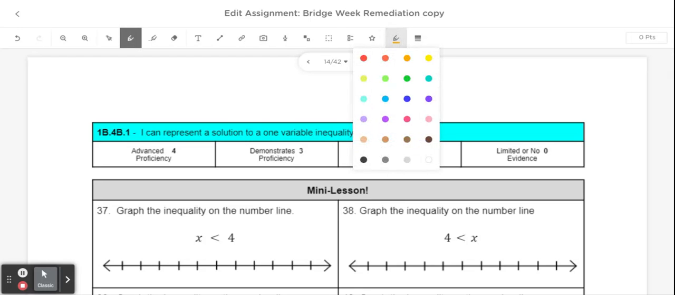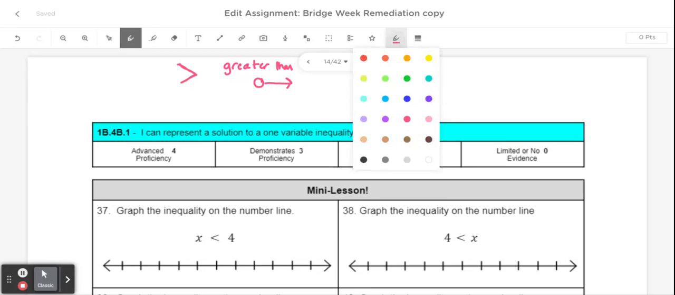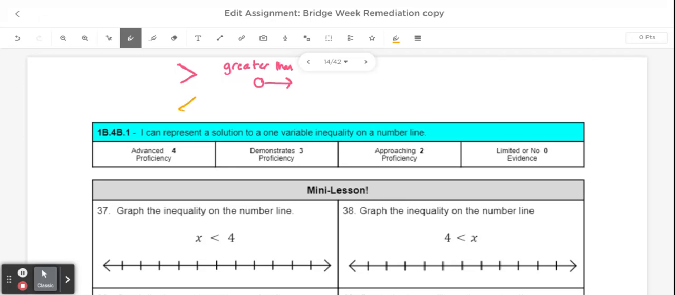So the first special symbol that we learned in this unit is a greater than symbol. When you see a greater than symbol, you're going to use an open circle and you're going to shade to the right. The second special symbol that we learned is a less than symbol. When you see a less than symbol, you're going to use an open circle and you're going to shade to the left.